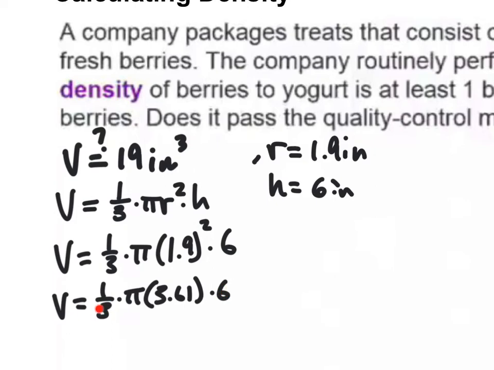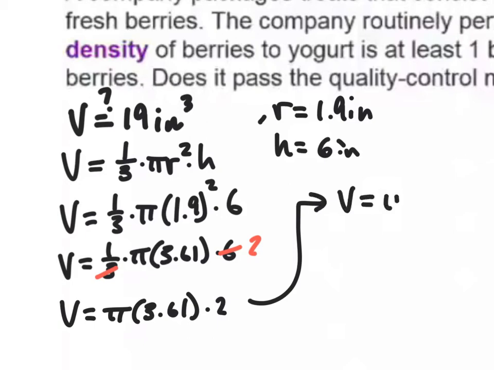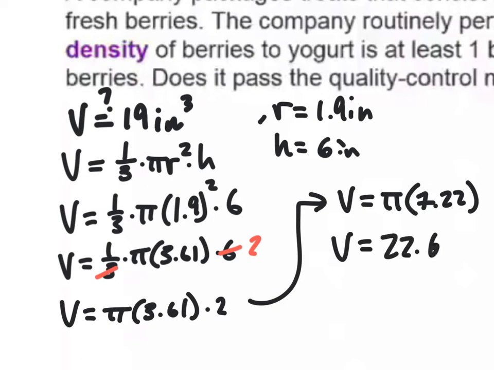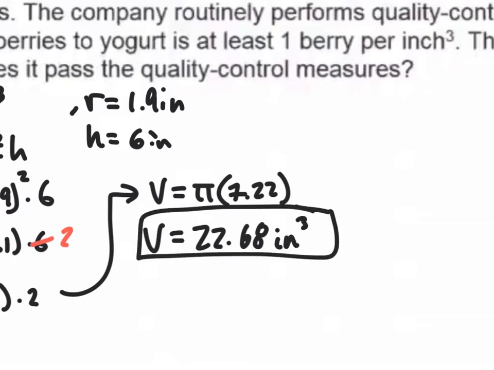So then if I take 6 and divide it by 3, those will divide out to 2. All right, so now let's check it out. I got pi times 3.61 and then times 2. So this is what I'm going to plug into the calculator. I'm going to do 2 times 3.61, and that's going to give me 7.22. So now my volume is equal to pi times 7.22. Okay, and then I'm going to multiply that by pi, and that's going to give me a volume of 22.68. This is just inches cubed. So my volume is equal to 22.68 inches cubed, but I have 19 berries.